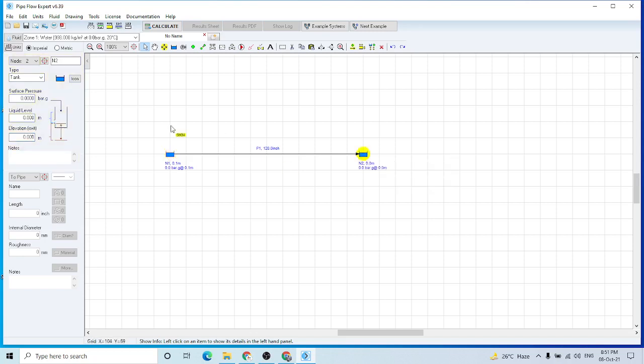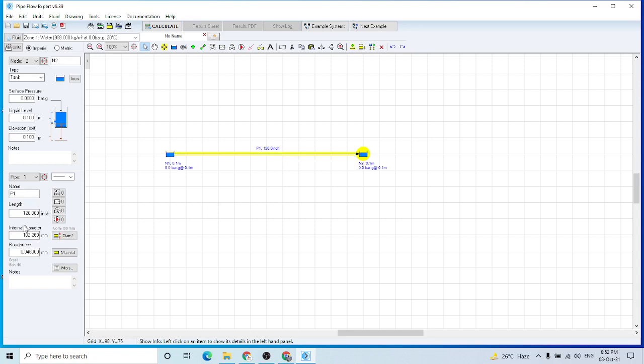And for the second tank, I am assuming the same, that it is also an atmospheric tank with liquid level of 0.1 meter and elevation of 0.1 meter. So now the first tank is at the elevation of 0.12 meter, and the second tank is at the elevation of 0.1 meter. As this tank is slightly above in elevation than this, the flow would naturally flow from this tank to this tank.